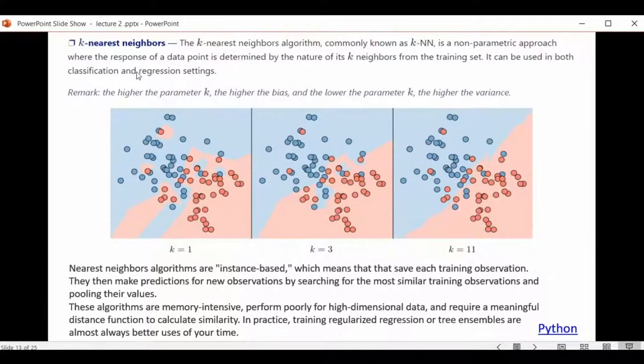Another notable mention is k-nearest neighbors, often known as KNN. It is a non-parametric approach where the response of the data point is determined by the nature of its k neighbors from the training set. It can be used for both classification and regression. So it's good for very large data sets with a lot of different classes. You only need to consider the classes in the neighborhood of your query point.